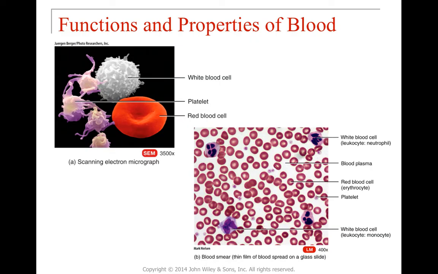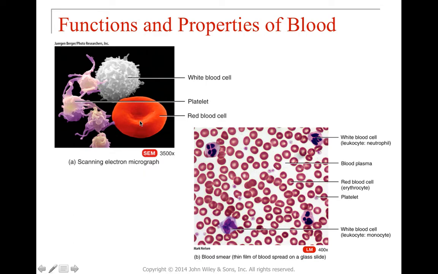This here is what blood cells look like under a scanning electron micrograph. And just to let you know, anytime you see an electron micrograph, it's not a light microscope, so there's never any color. So everything here is pseudo-colored. Normally these are black and white. This is what a white blood cell looks like underneath the electron micrograph. This is the red blood cell, and this is the platelet.